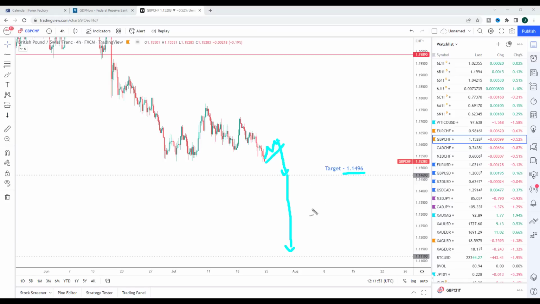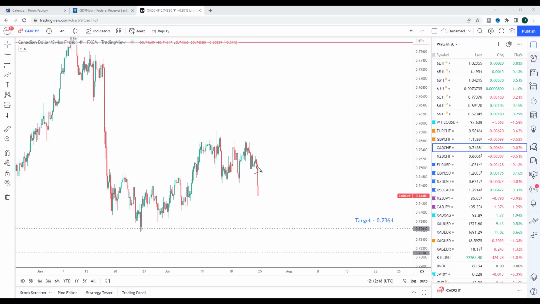Pound franc is one of my top currency pairs heading into next week. Next is CAD franc. CAD franc has some really nice momentum, so I like this chart going into next week. Possibly even could put this in gold, but any pullback in this market is simply viewed as an opportunity to look for shorts into the 0.7364.